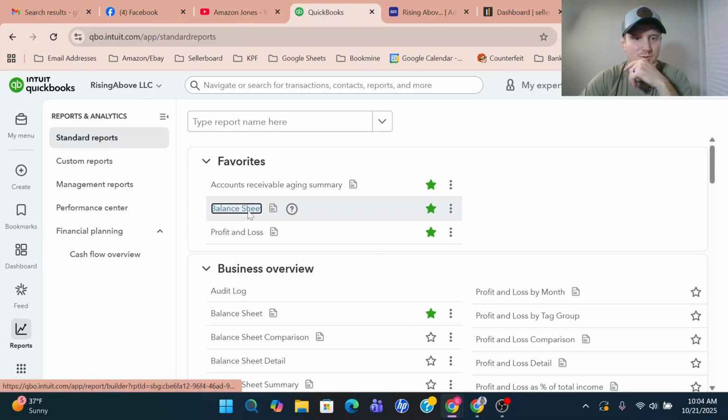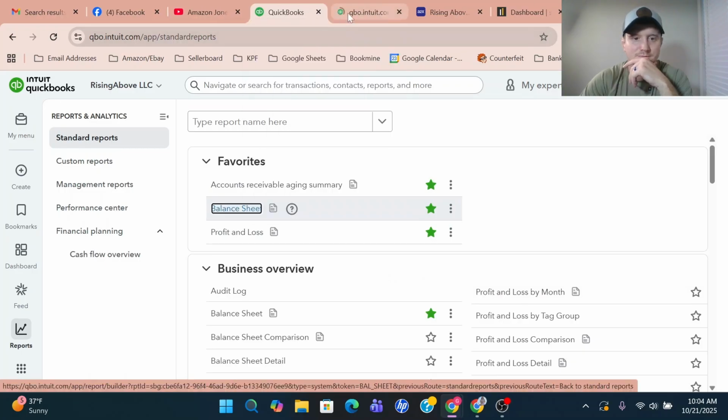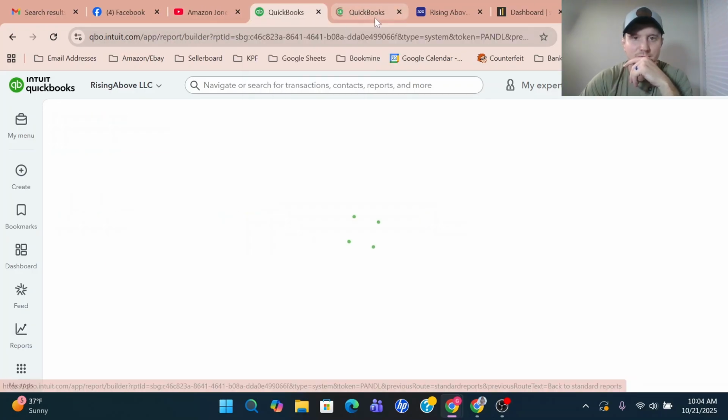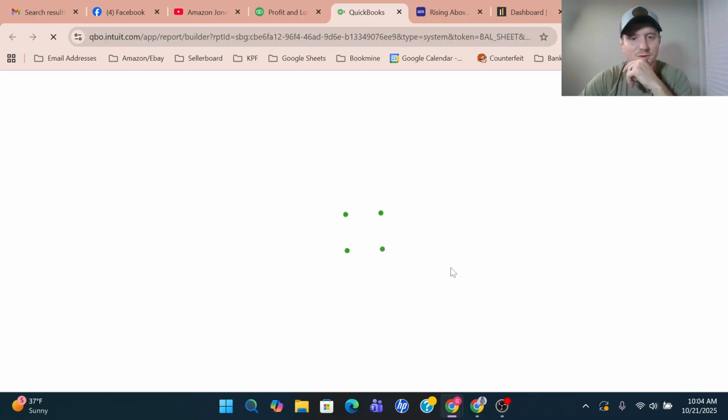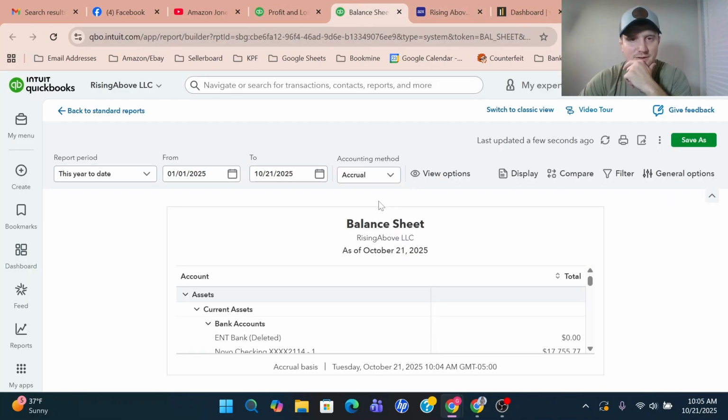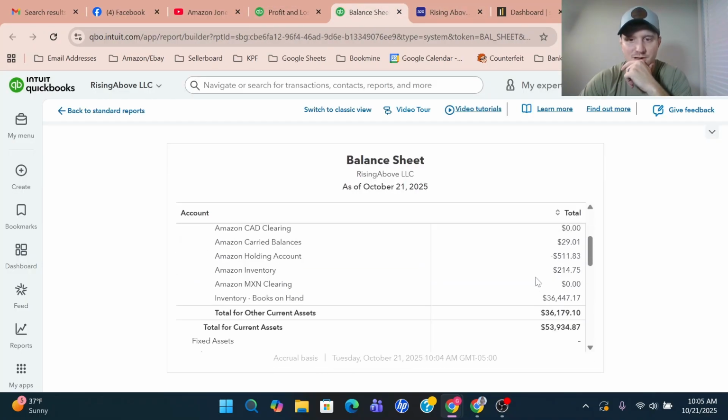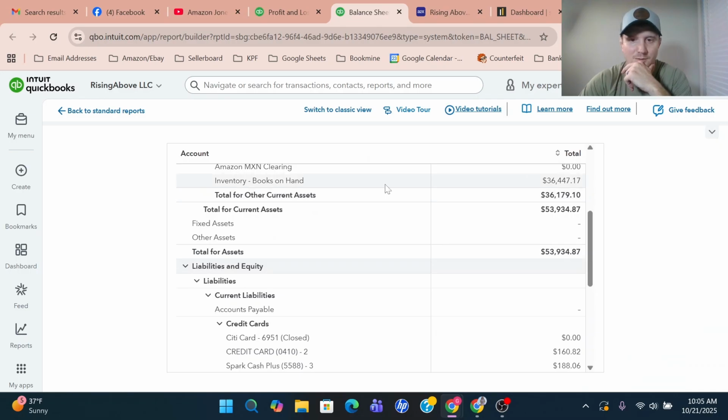I should just open up two different windows. I'm going to compare the number that was in my inventory on my balance sheet to the number that I actually have in my inventory. So this number right here, I'm going to compare this 36,447 to what's in my inventory.